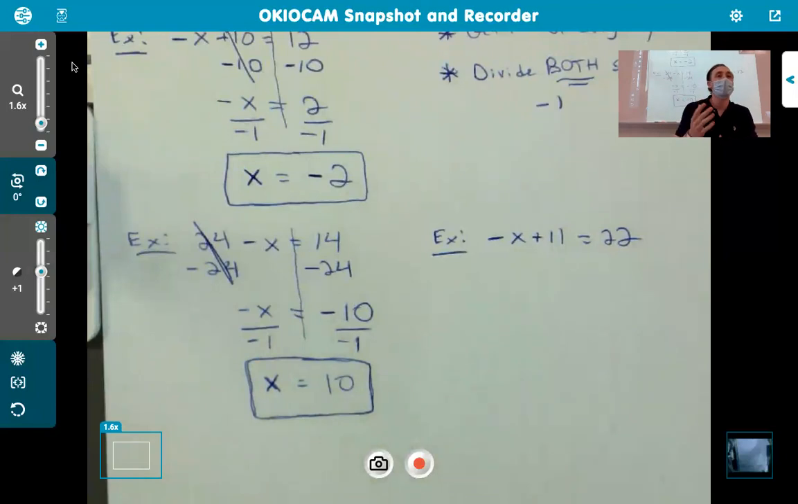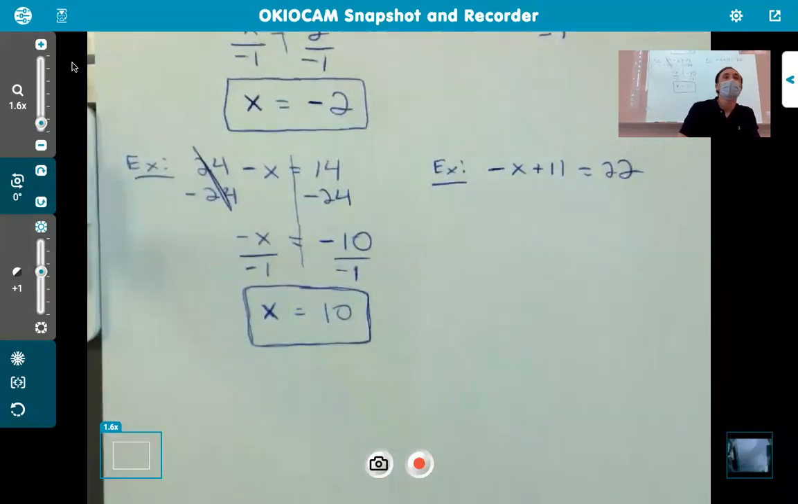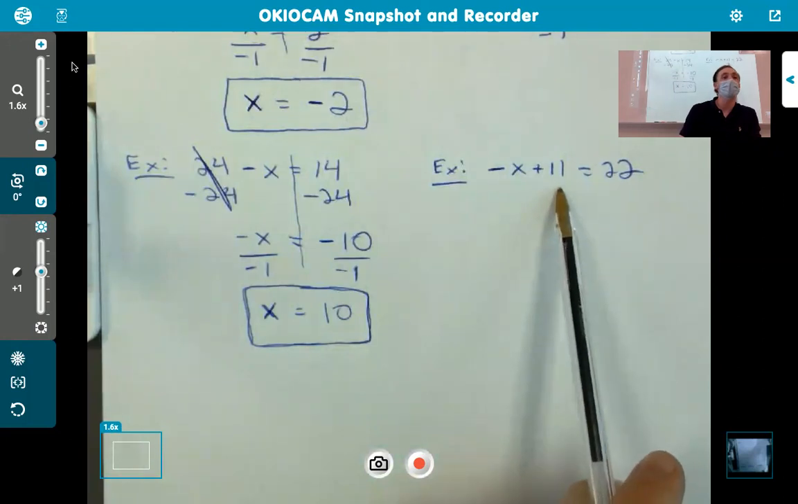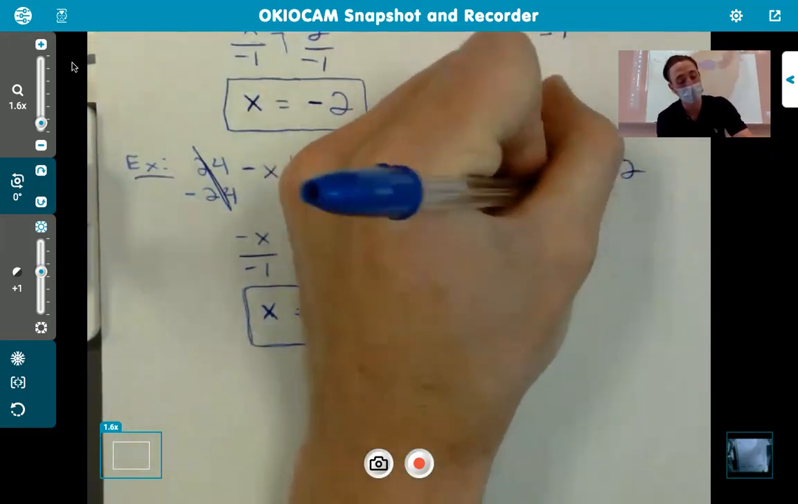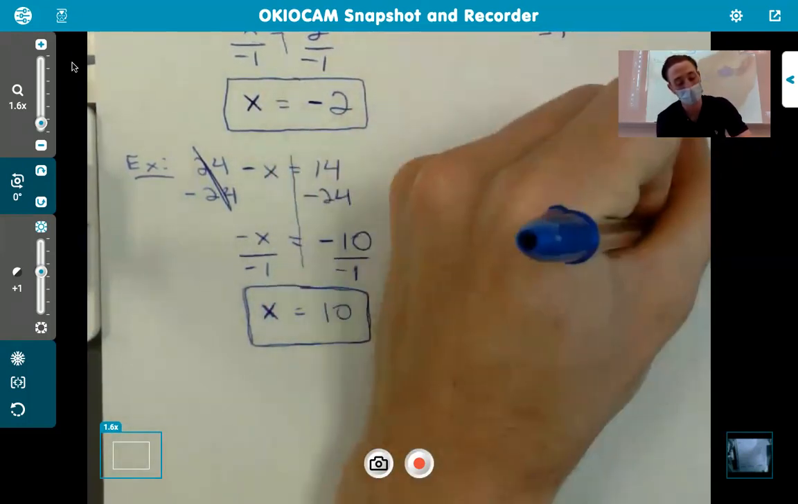What's being added or subtracted to x right now? I can't hear you. It's not that you're not saying the right thing. It's that you're talking very slightly. What am I adding or subtracting to x right now? 11. Okay, good. Well, I have a positive 11. How do I get from 11 to 0? What do I have to take away from 11? 11, right? So what do I have to do on both sides then? Subtract 11, right? You do the opposite sign of that number, but I have to do it on both sides.